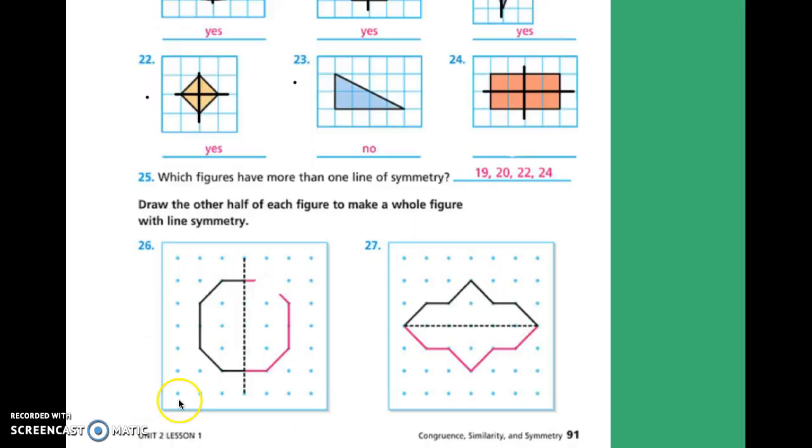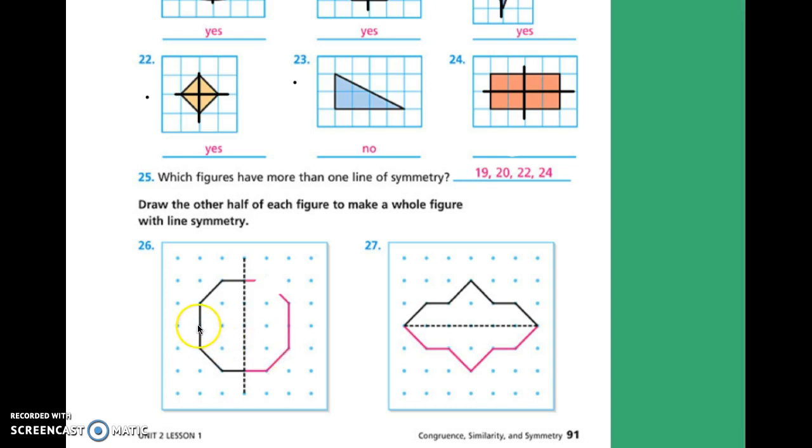Awesome. All right, and last thing I wanted to show you were these last two examples. It says draw the other half of each figure to make a whole figure with a line of symmetry. So what they did is they drew one half of the figure, and you're supposed to draw the other half of the figure. And I just wanted to show you a technique for this. They've already been drawn for us, but what I always do is I look and I say, okay, it goes over 1, so I'm going to draw it over 1. Then I notice that it goes diagonal up 1, so I go diagonal up 1.